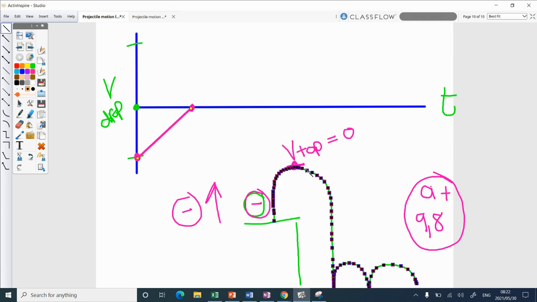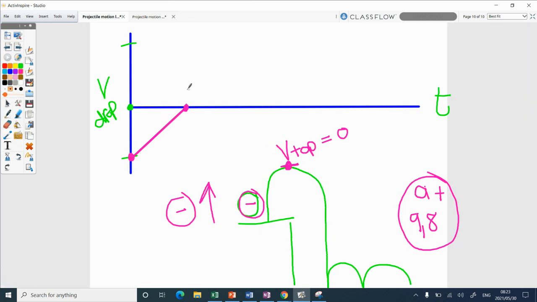And there it is. Now, can you see my gradient is positive? So the gradient must be positive. Now, when it goes from there, it starts from zero and it goes faster, faster, faster until it reaches the ground. Where will it always have its maximum speed? Just before it hits the ground.